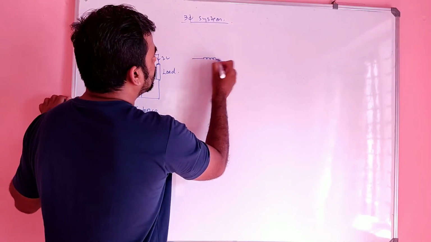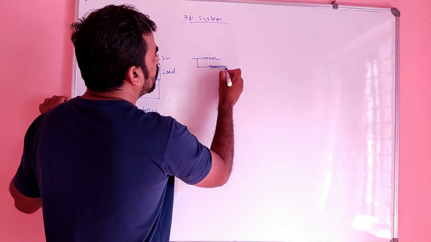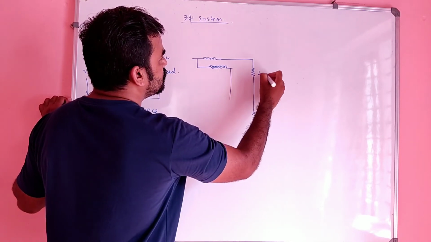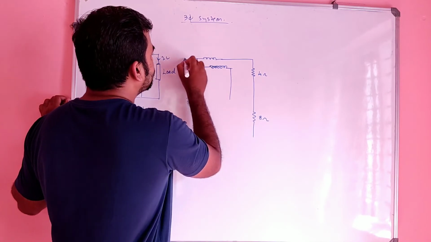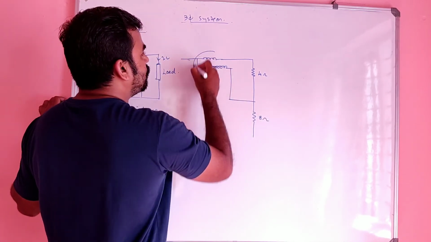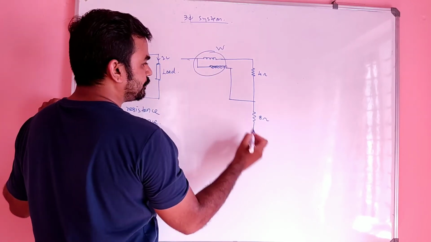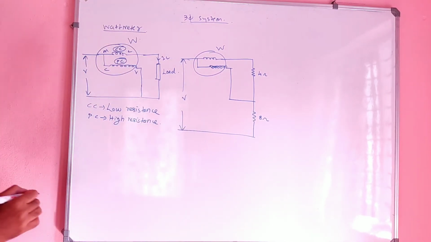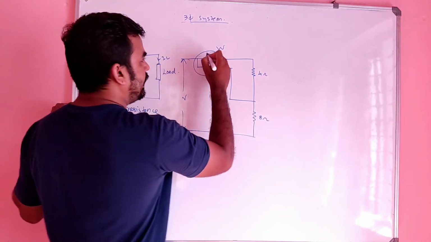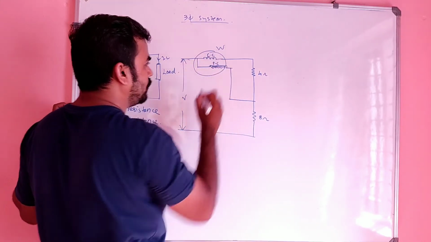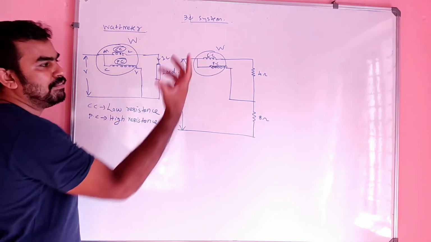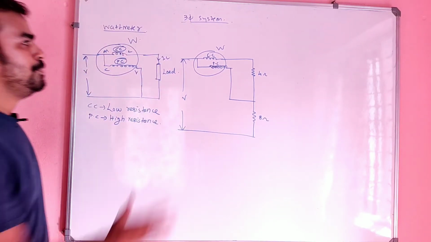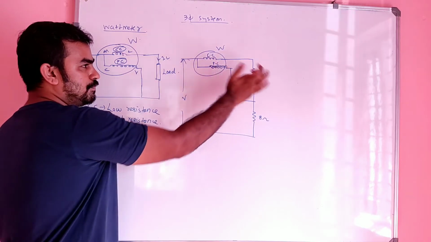Another diagram is like this. Suppose it is 4 ohm and this is 8 ohm. Suppose this is the connection of the wattmeter, and I applied a voltage across this. This is the current coil and this is the pressure coil. So this wattmeter will measure a power across 4 ohm or 8 ohm. What's your answer?